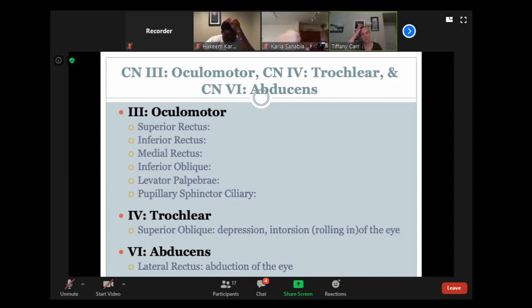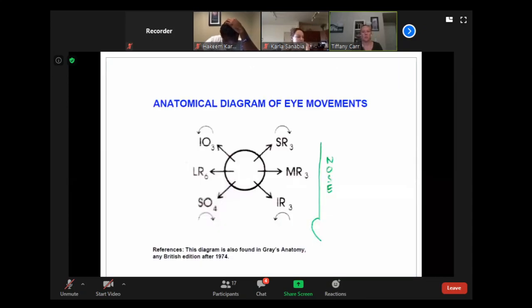The abducens is the one that's going to abduct the eye. So whenever we have a deficit with this one, it's going to adduct, so we get that little cross-eyed effect. So he does a really good job describing the eye movements.